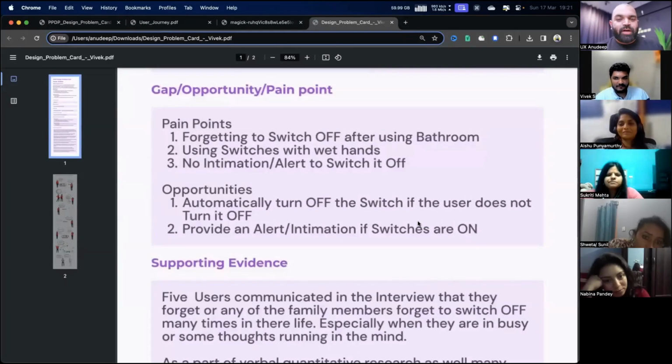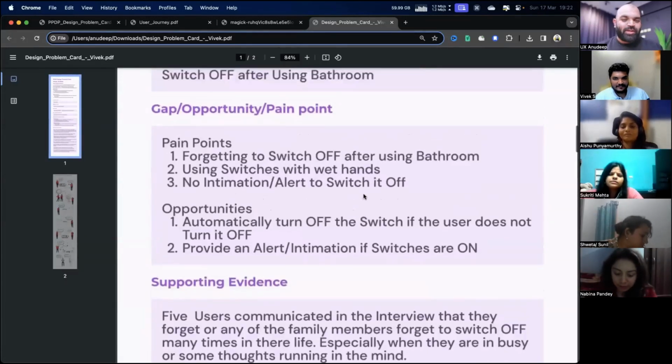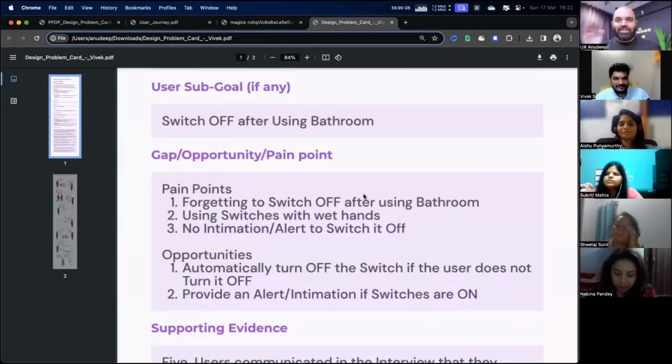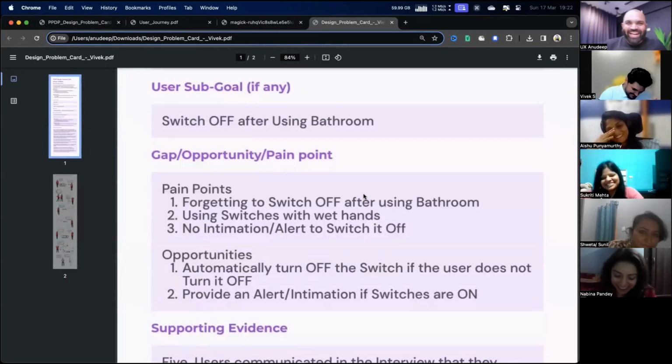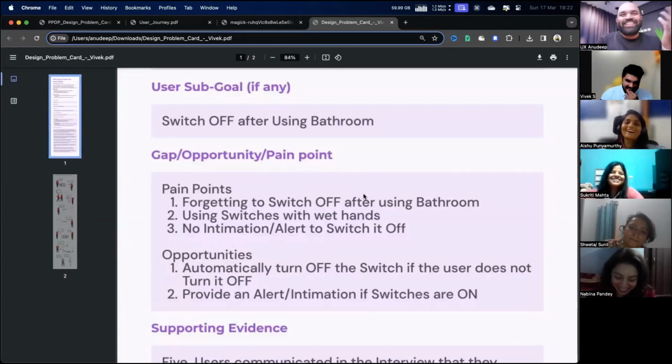Forgetting to switch off after using bathroom, using switches with wet hands, no intimation alert to switch it off. Okay. Opportunities: automatically turn off the switch if the user does not turn it off. Provide an alert when the switch is on. This is just playing here and there, turning things here and there, right? So what's the problem? This is at a surface level, correct?